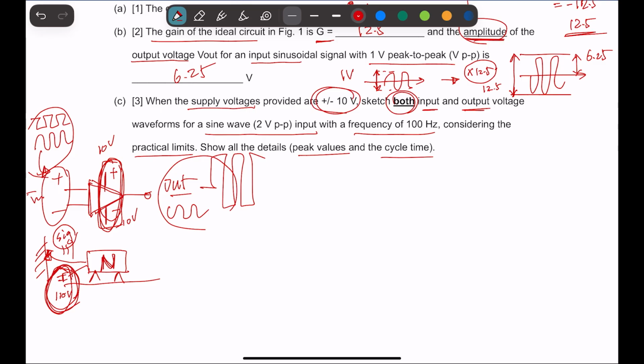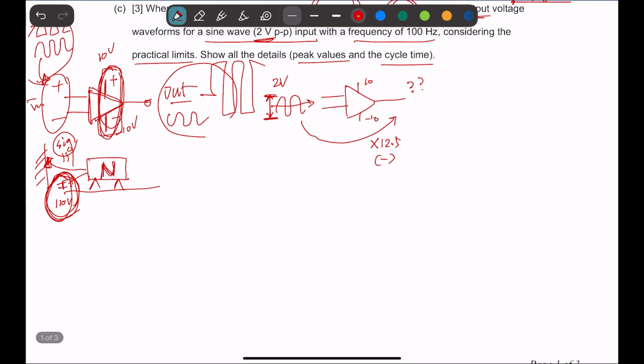Okay, anyway, so the configuration we have is this 10 and minus 10 volt being supplied, and here we're providing a sine wave that is 2 volt peak to peak. So from peak to peak, this is 2 volt, and I'm looking for the output, right? And what was the relationship between the input and output in our case? It was 12.5 times larger, and we had to flip that thing, right?